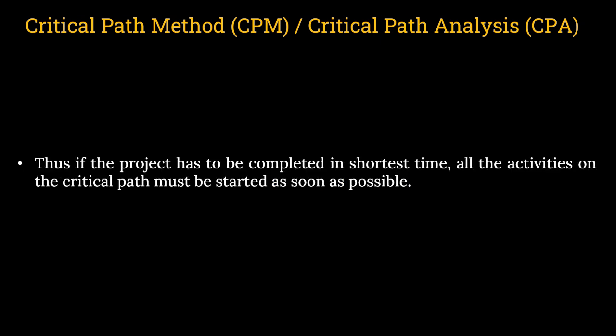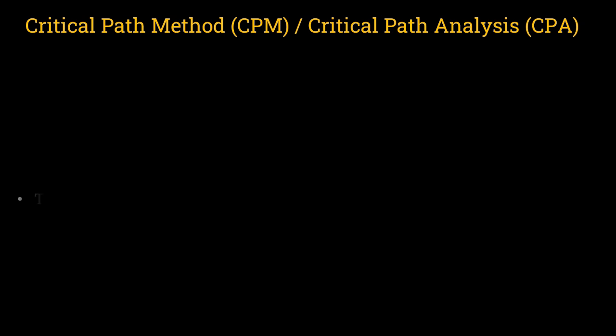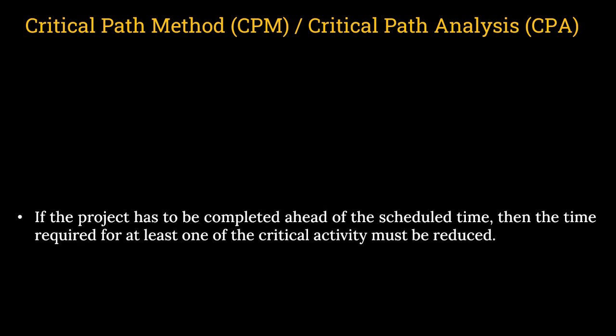Now, earlier point, if you remember, if the project has to be completed in the shortest time, all the activities on the critical path must be started as soon as possible, and these activities are called critical activities. In the longest path, the activities have to be started then and there, as early as possible, and that is known as the critical activity. If the project has to be completed ahead of the scheduled time, then the time required for at least one of the critical activities must be reduced.